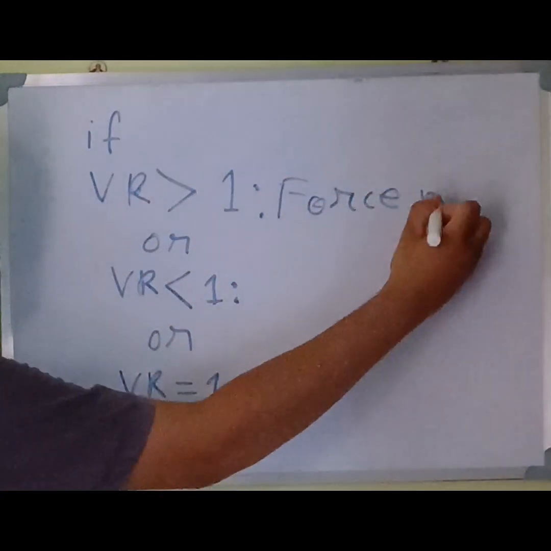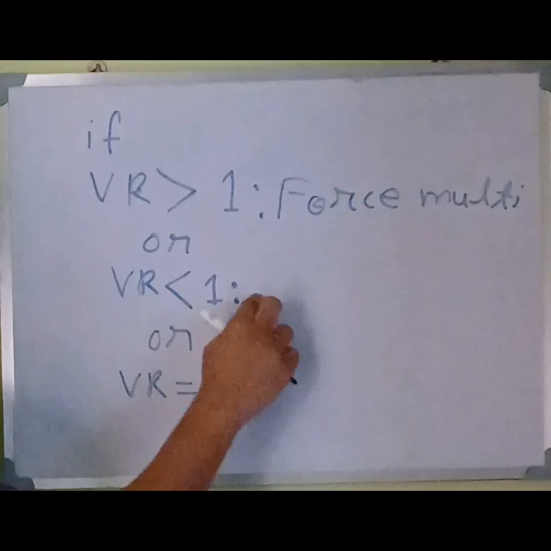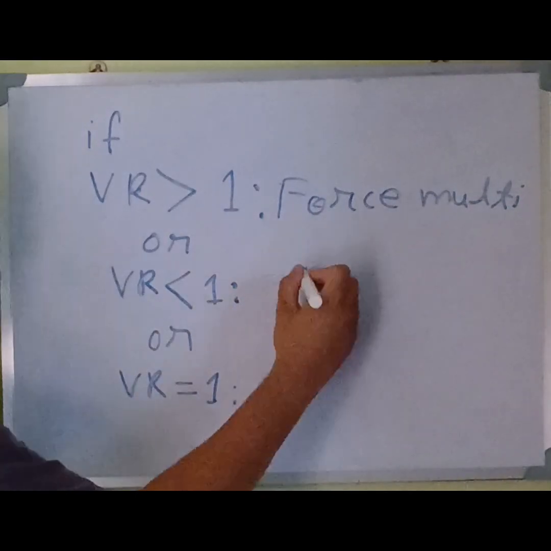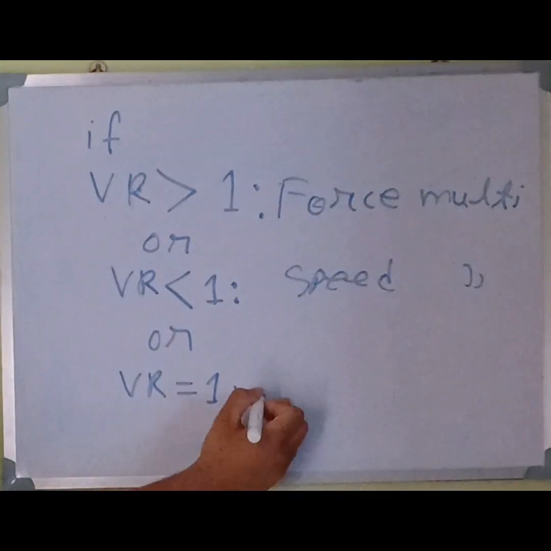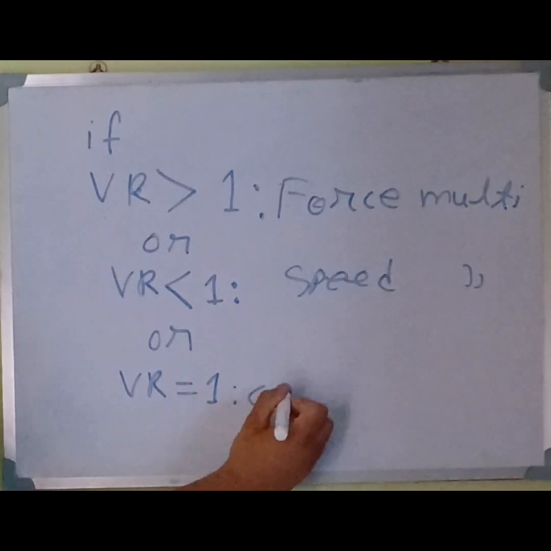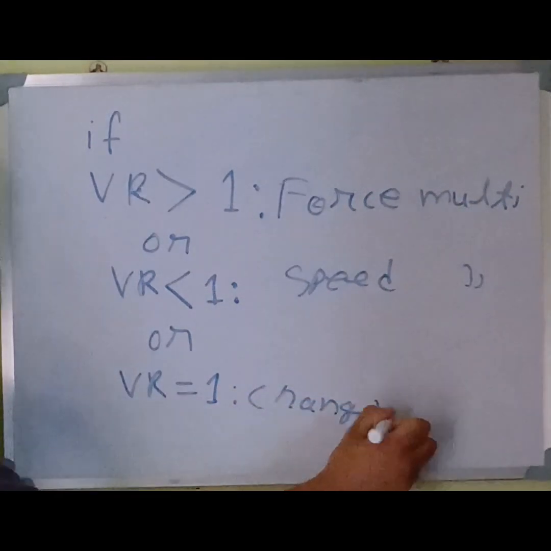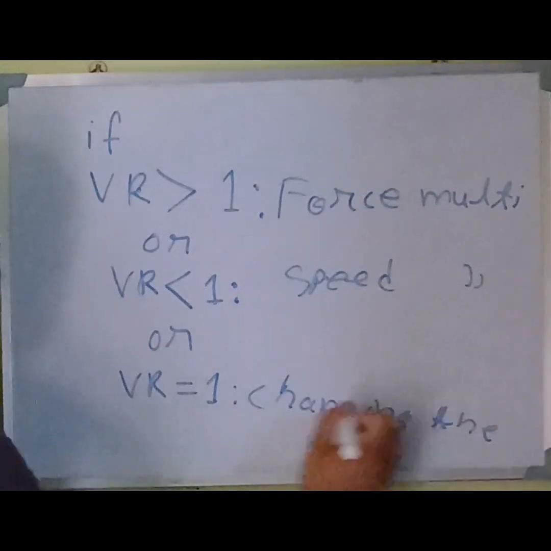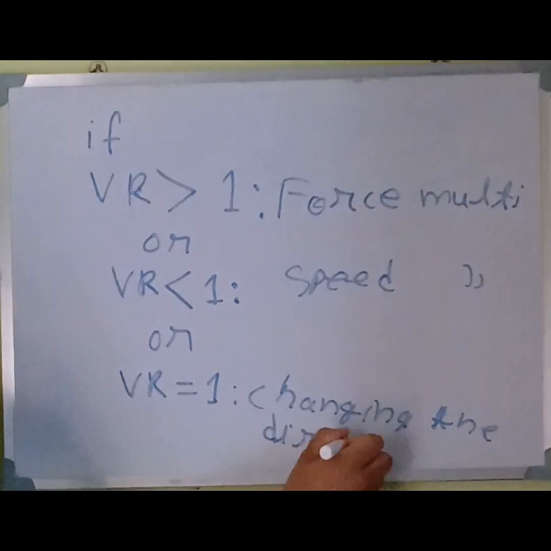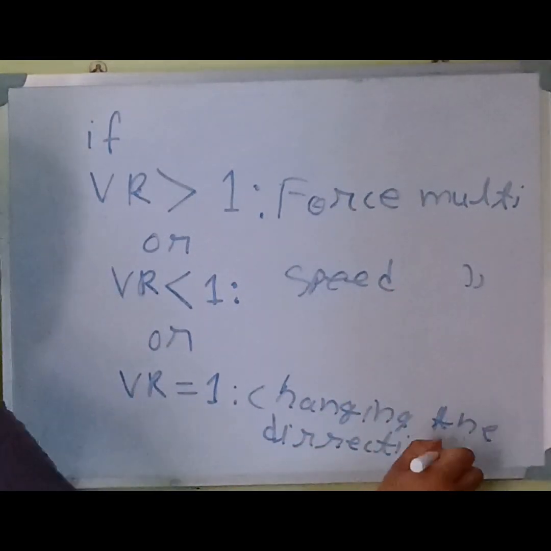Now, if the value of velocity ratio is greater than 1, that means it is a force multiplier. If it is less than 1, then it is a speed multiplier. And if its value is equal to 1, then it is just for changing the direction of force. Now you may ask why? What is the reason behind this? Well, the reason will be answered in the video only.